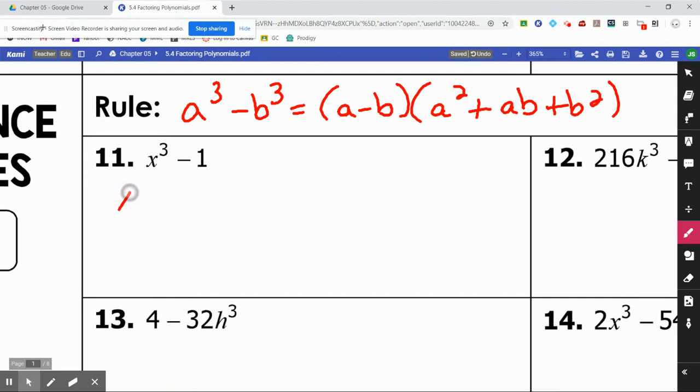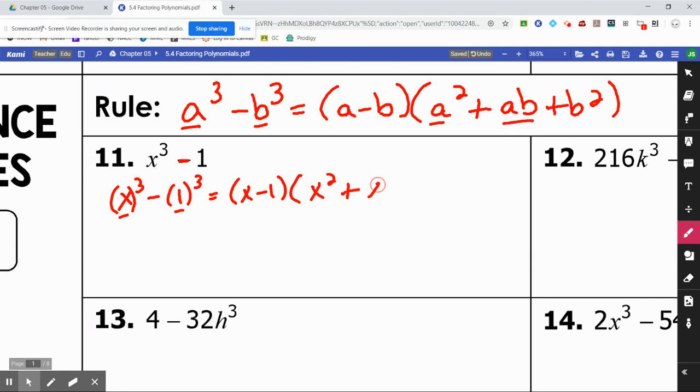X to the third minus 1 is the same thing as x to the third minus 1 to the third. So all we do is everywhere we have an A, put an x. Everywhere we have a B, put a 1. So A minus B would be x minus 1. And again, the only difference here is instead of sum, you have difference, okay? Now, don't get it confused with difference of squares, because there is not a sum of squares. A to the second would be x to the second, plus x times 1 would be 1x, and then plus 1 to the second is 1.